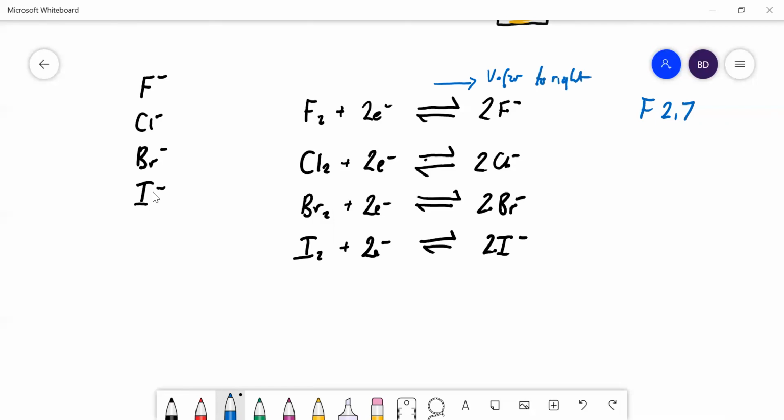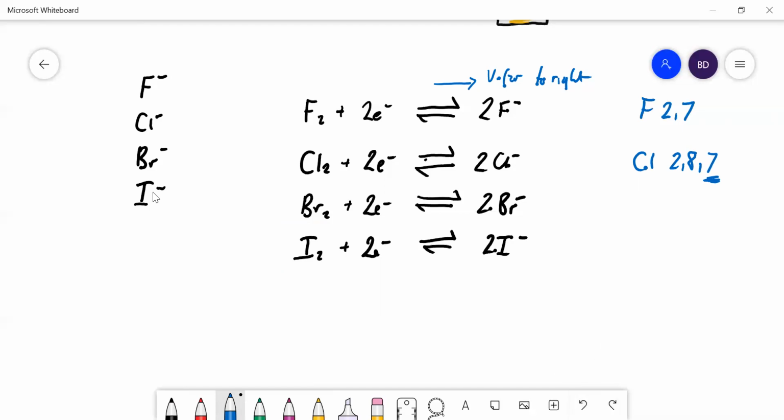Now, chlorine is not quite as good at attracting electrons as fluorine. Of course it's got a bigger nuclear charge, but to attract an electron into that third shell, you've got shielding and greater distance from the nucleus. So chlorine is not quite as good at attracting electrons as fluorine. Likewise, bromine is slightly less good still, and iodine is the worst of all at doing it.